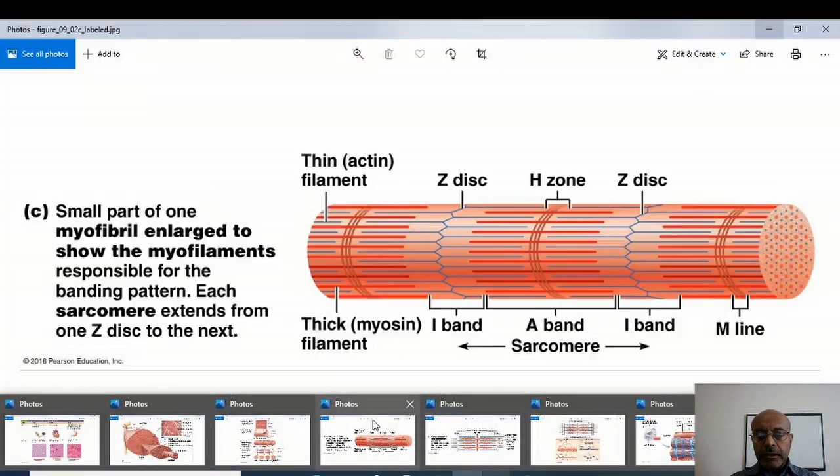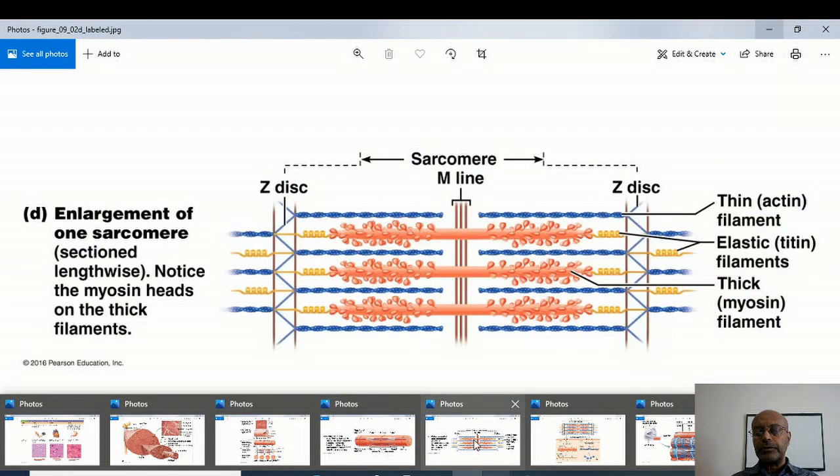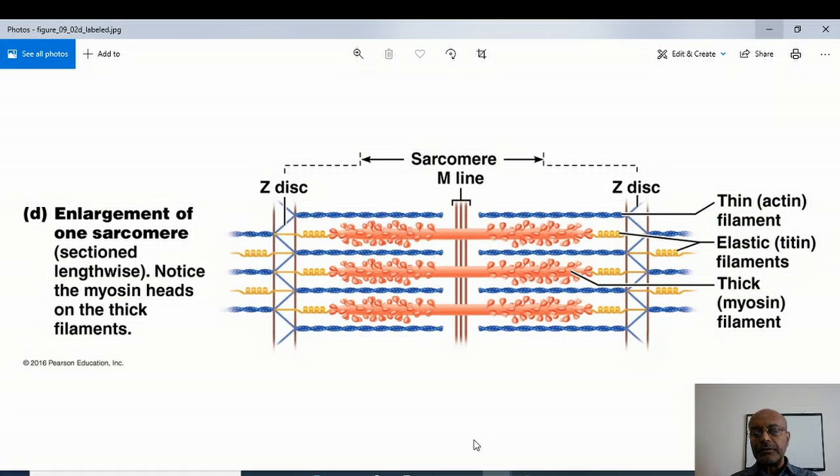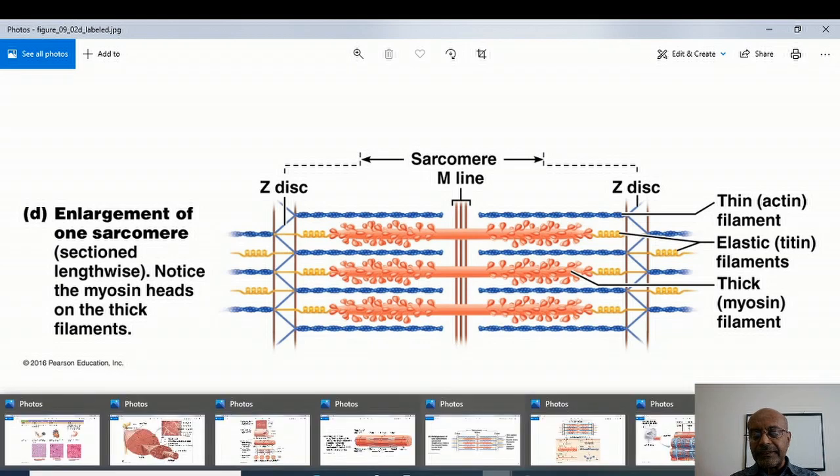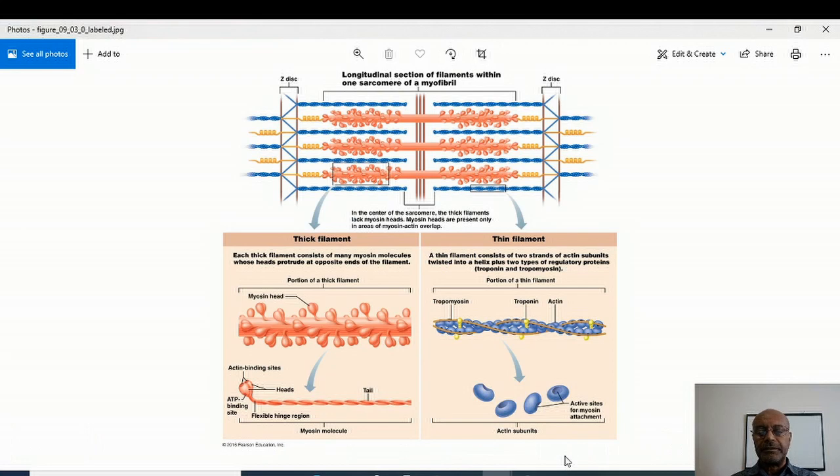Next, we saw the details of a myofibril with a sarcomere within it and parts of a sarcomere, right? We also saw thick myofilament, thin myofilament, right? In this one, thin myofilament, thick myofilament. We are going to see the details of each filament, the thick and the thin filament, probably in this picture.